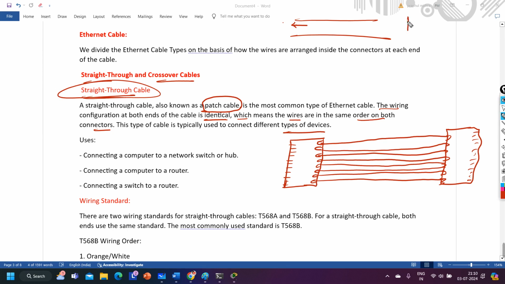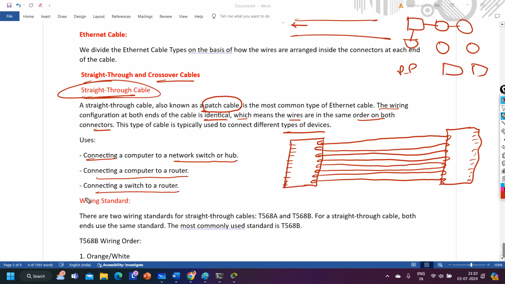Crossover connects same type of devices, not different devices. Straight through is used to connect different devices: switch to router, router to firewall, switch to PC, but not router to router, switch to switch, or PC to PC. It is used to connect different types of devices. So connecting a computer to a switch or hub, a computer to a router, a switch to a router. Clear?